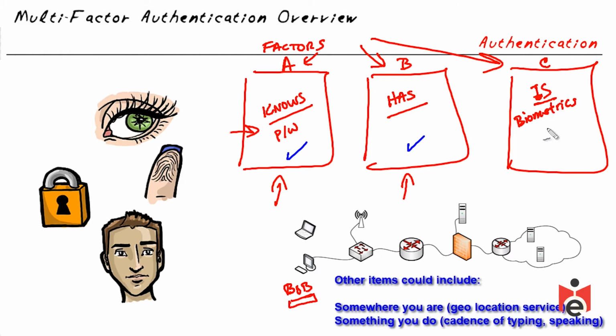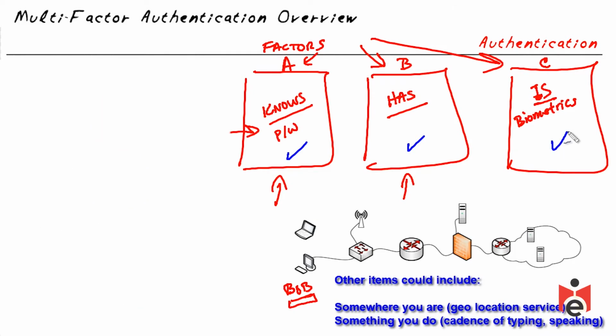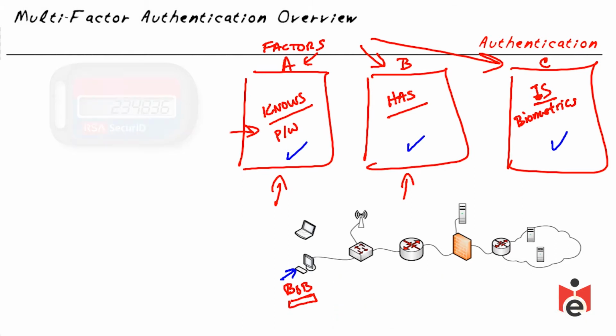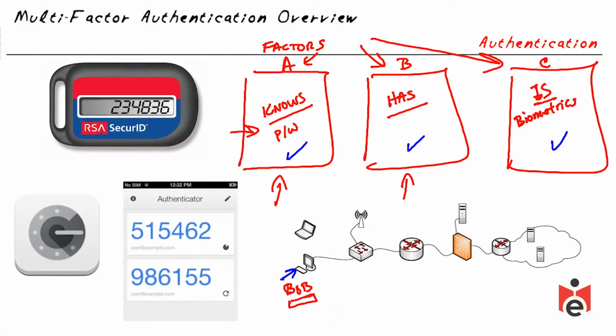So what we could do, if we wanted to go ahead and require one of each of these categories, that would still be considered multi-factor authentication. For example, for Bob to go ahead and get access on this computer, he might have a password that he has to supply, or he may have some type of a token like a key fob that generates a number. That would be considered something that Bob has.